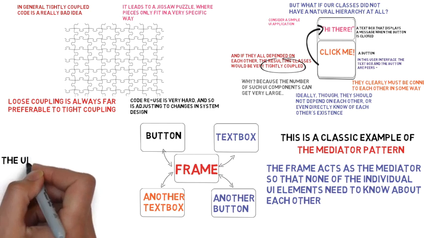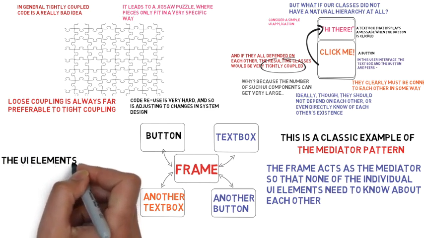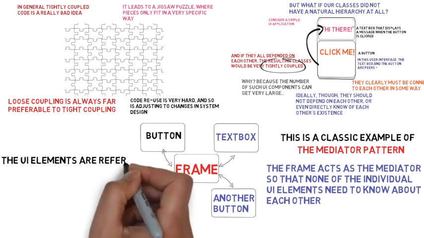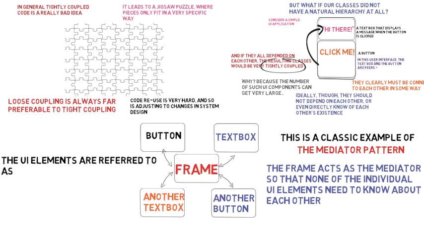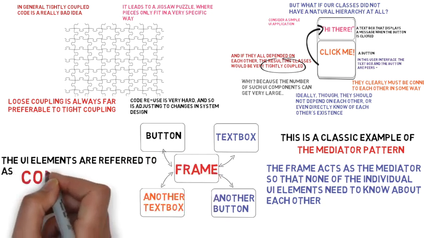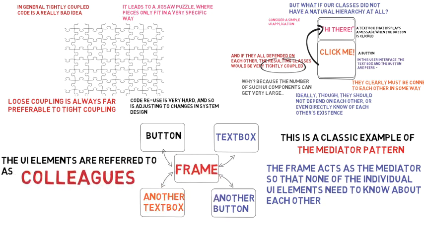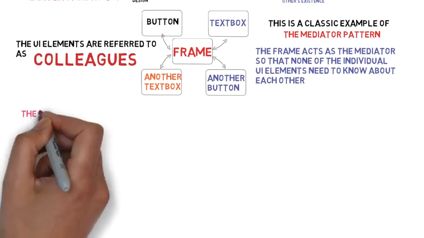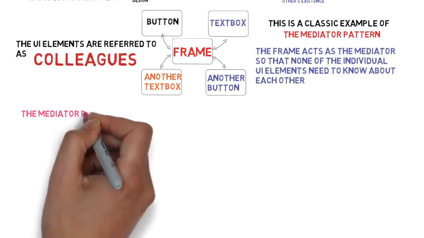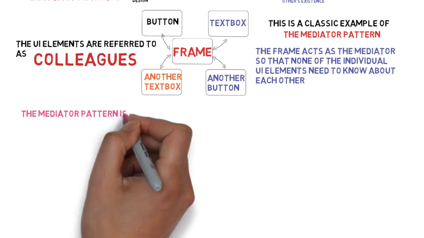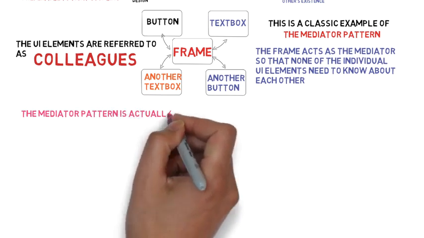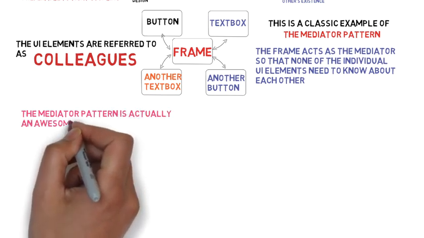The UI elements are referred to as colleagues. They are peers, with all of them of the same importance and not knowing about each other. They are colleagues. The mediator pattern is actually pretty awesome because the colleagues are entirely decoupled from each other.